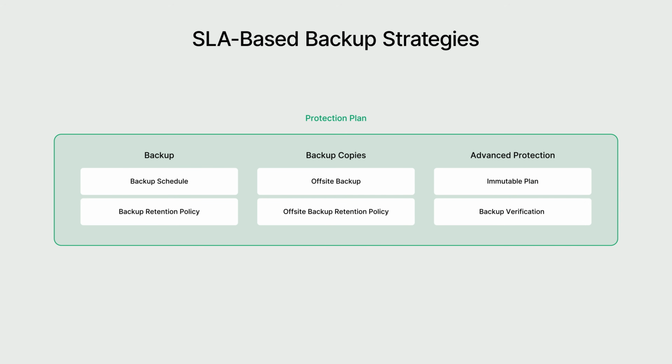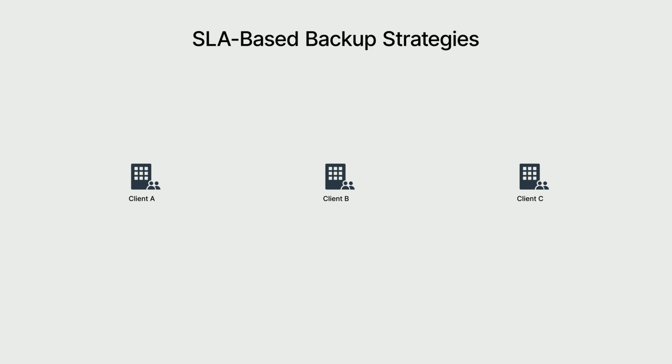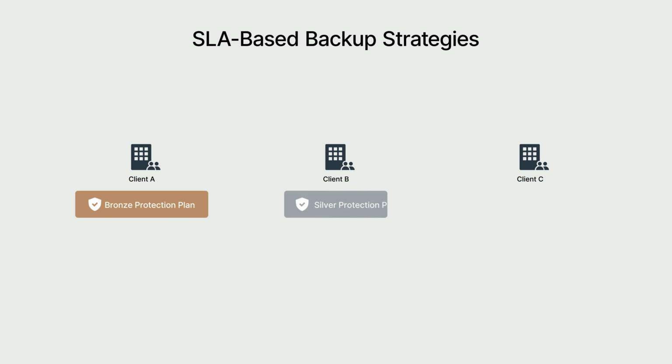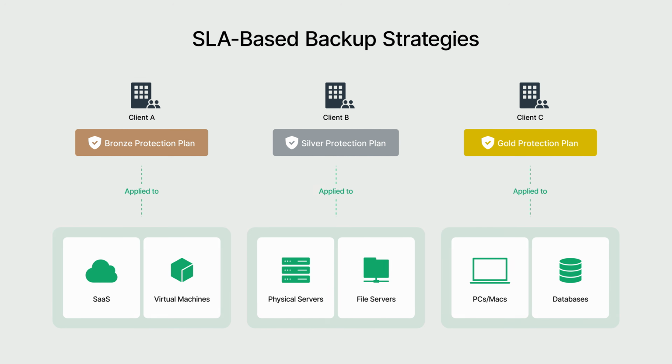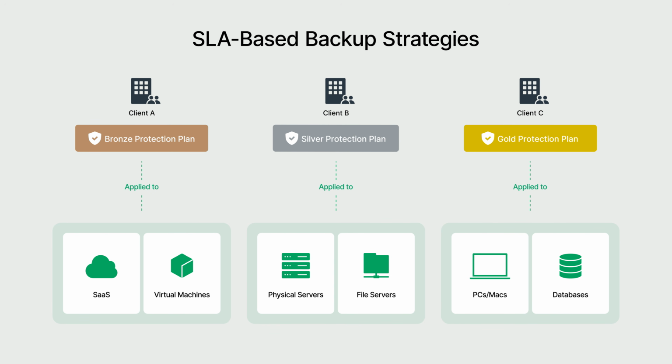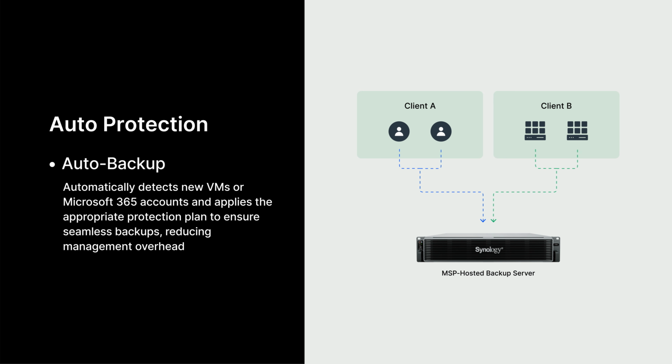To deliver backup services, the first step is to design a backup strategy for clients. This includes setting the backup schedule, retention period, and copy settings, all of which can be configured in a protection plan. Service providers can create protection plans based on each client's SLA tier, such as bronze, silver, or gold. They can then apply the same plan across different workloads for that client, keeping backup strategies consistent and easy to manage.